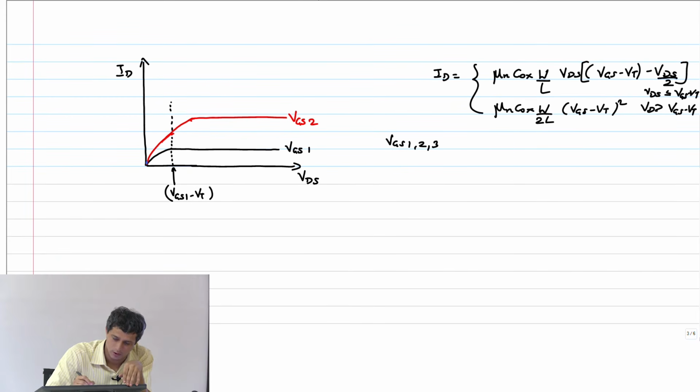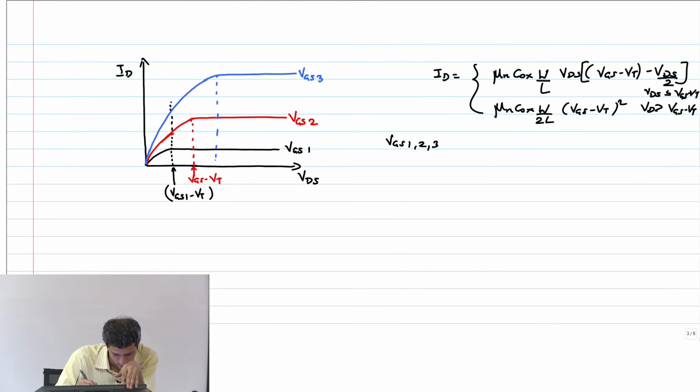Okay, by the way, let me draw this line here. This is VGS2 minus VT. It will start much higher, and somewhere here it will saturate. VGS3. So this guy is VGS3 minus VT, and this was VGS2 minus VT.